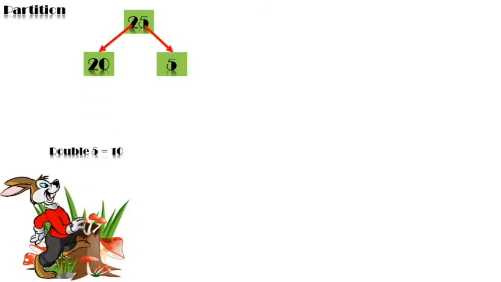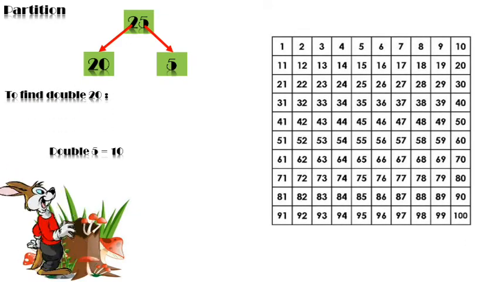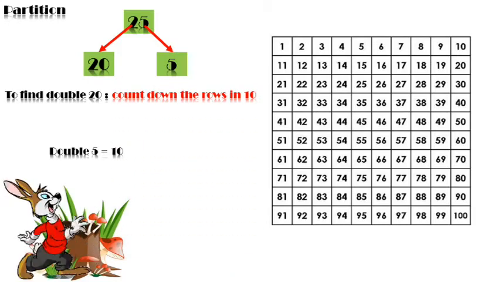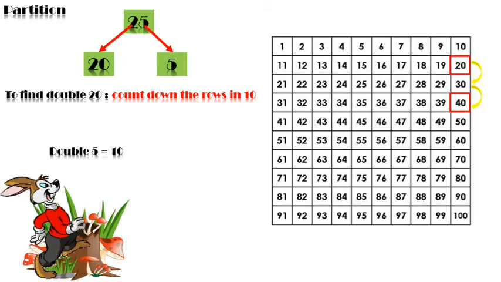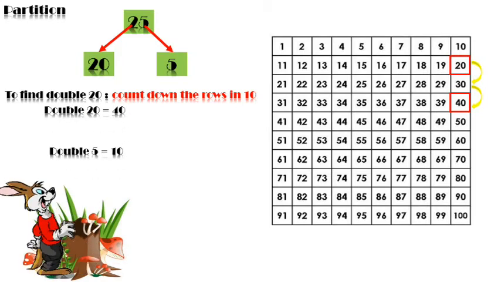There are 2 tens. Can you find the double of 20 using this number grid? So how you are going to find is count down the rows in tens. So first I am going to find the number 20. 20 to 30, 30 to 40 is 2 tens. So it's 40. The double of 20 is 40.